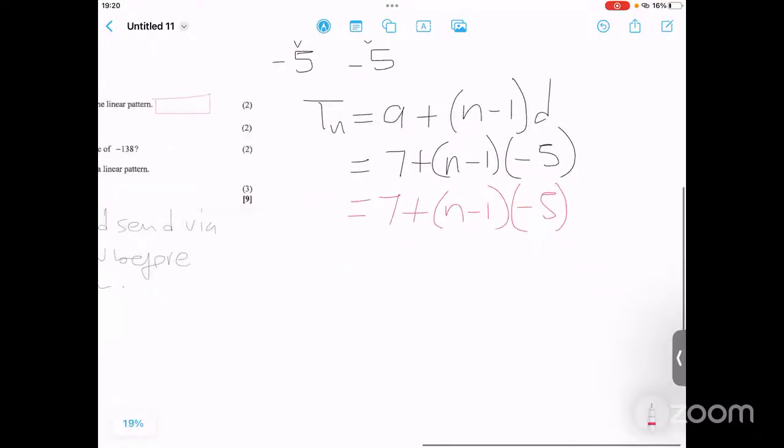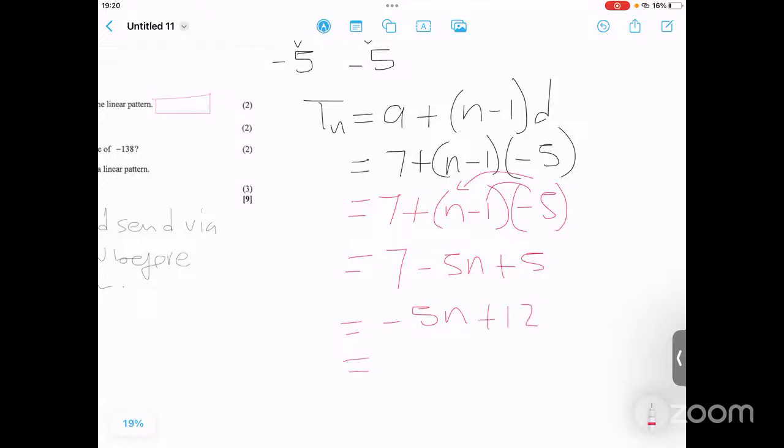Okay, from there, obviously, that's when you can simplify it. We can still say I'm having that 7. This times that gives you negative 5n. That times that gives you positive 5. And then you simplify this. You can say negative 5n, and then what is that plus that is 12. It still doesn't matter if you start with 12 and then you say minus 5n. It is still one and the same thing.